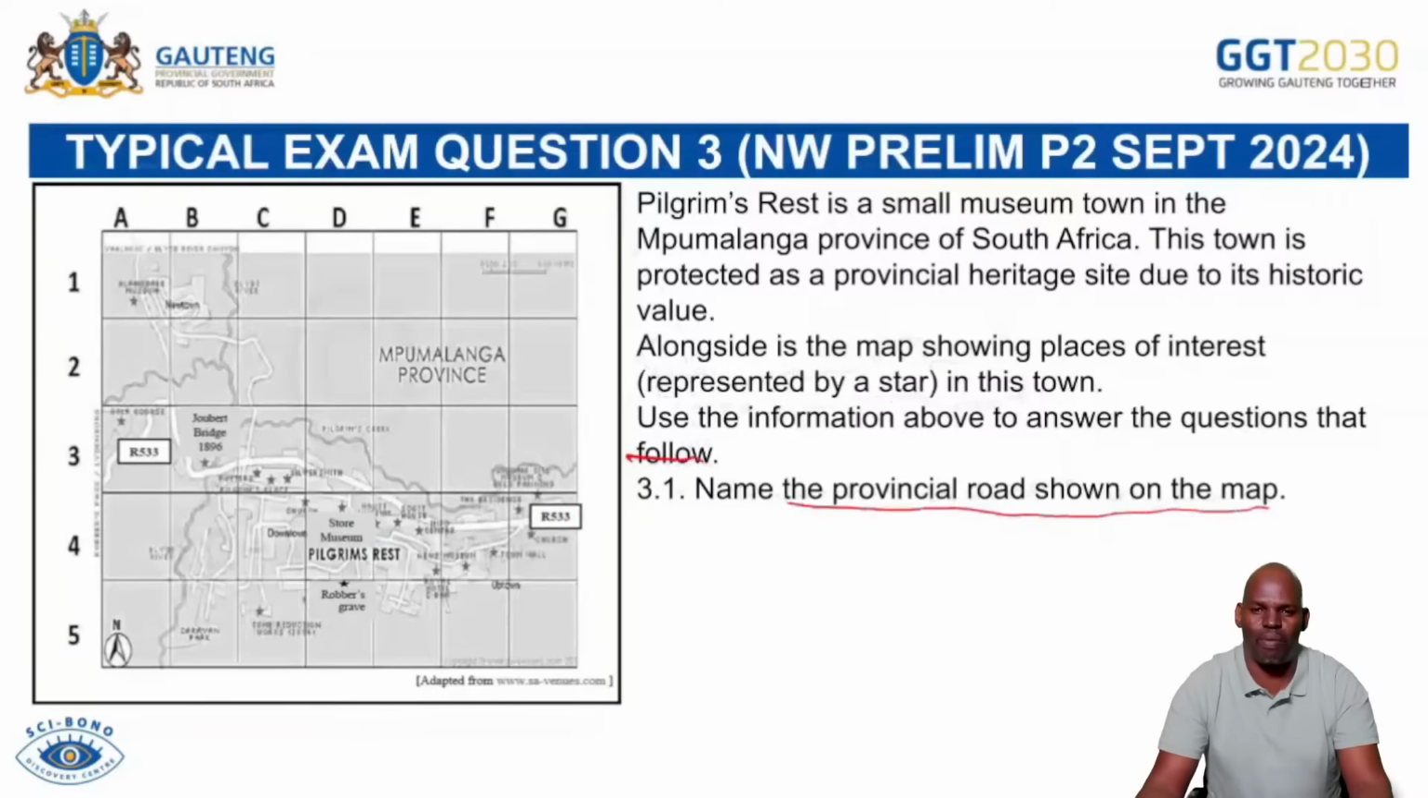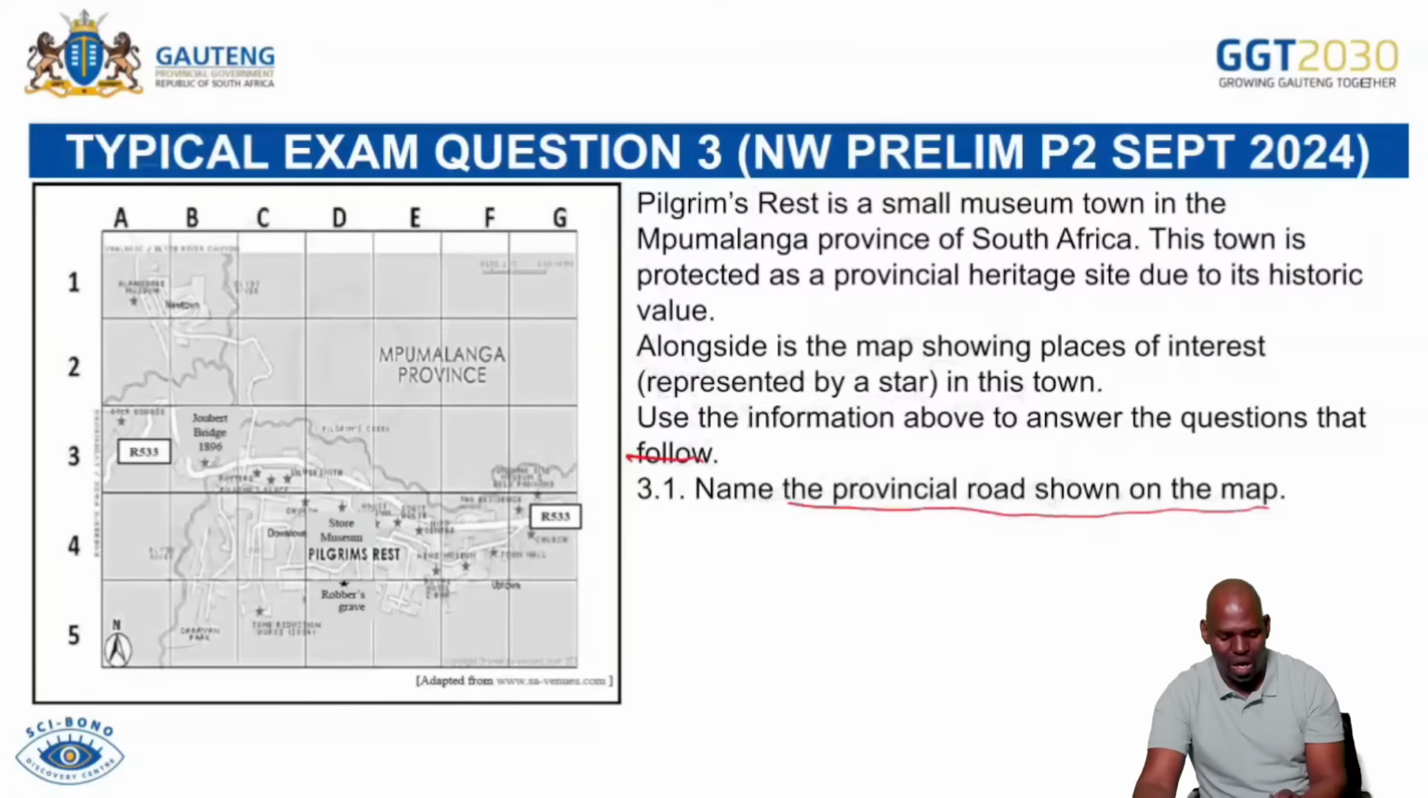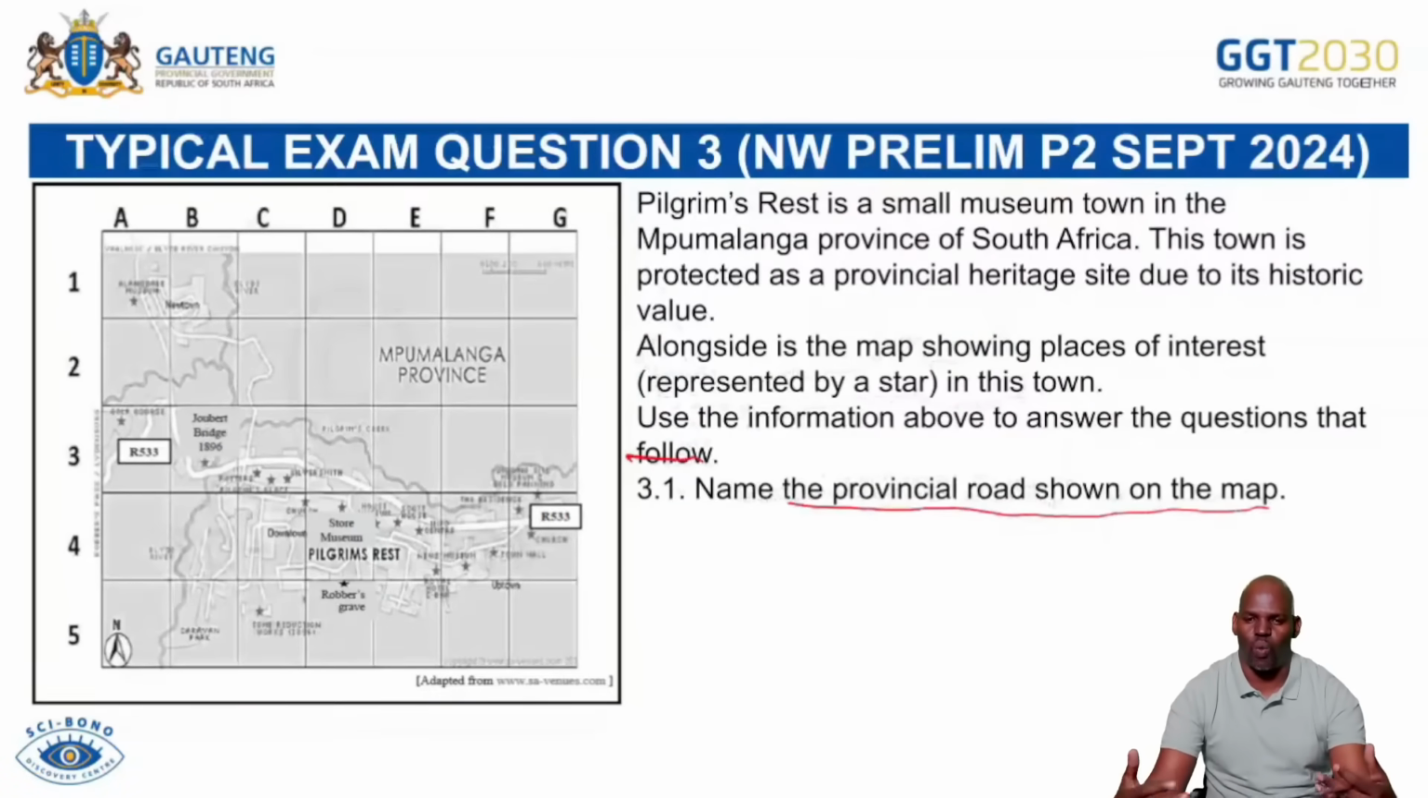Okay, now if you look at the type of map that is given, that is actually a provincial map which is given in the form of grids. The grids are indicated on the map. Then now they say name the provincial road. Now, how do we know that a certain road is a provincial road? We all have different roads. We know that if the name of the road is denoted by capital letter N, then it's a national road. If we see capital letter R, then it's a regional or provincial road. With letter M, it's a municipal road. In some cases there are roads that indicate letter D, so those will be the district roads. So in this case, they say name the provincial road shown on the map.